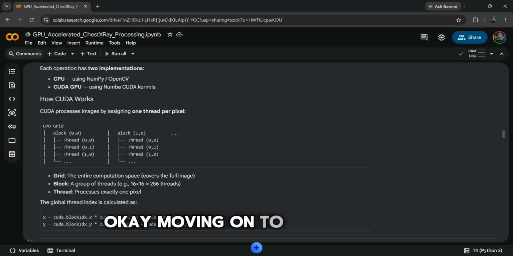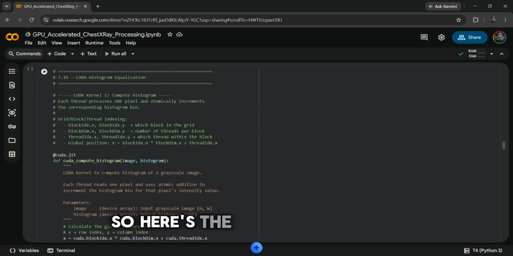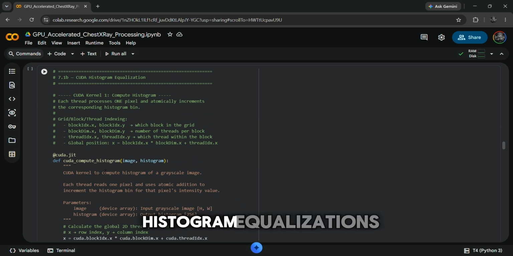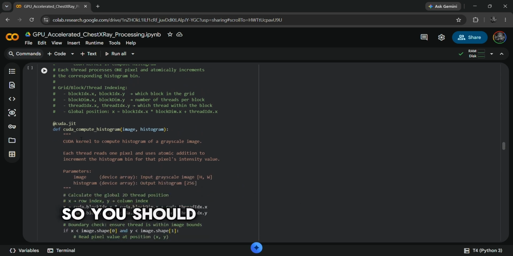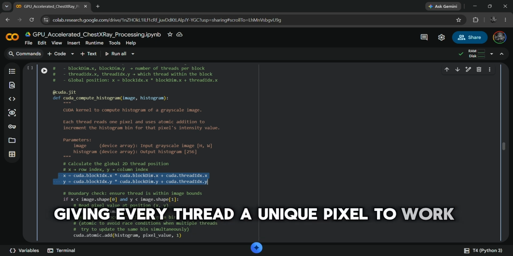Okay, moving on to section 7.1b. So here's the first CUDA kernel, histogram equalization. So you should take a look at these lines. This calculates the global positions of each thread, giving every thread a unique pixel to work on.